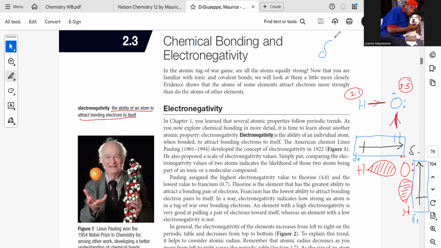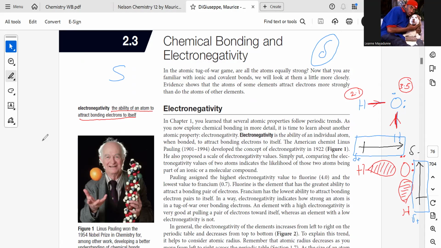What you have written as S is actually a delta sign. Okay, that's fine. And the arrow that you have made is also correct. Whatever you drew is correct. Now, electronegativity is a concept that is applied only to bonded electrons.